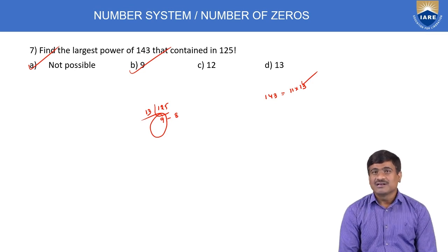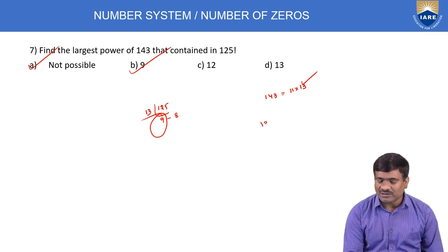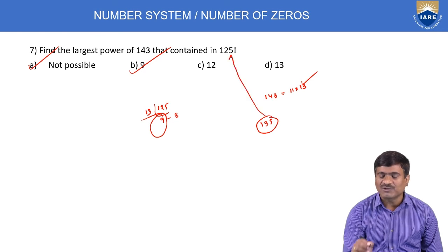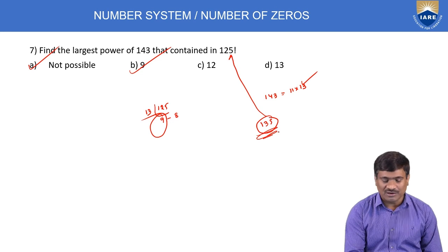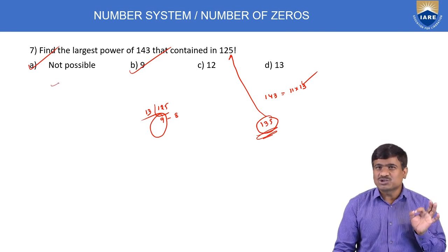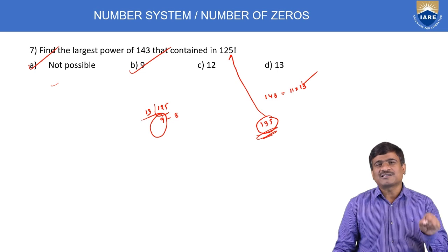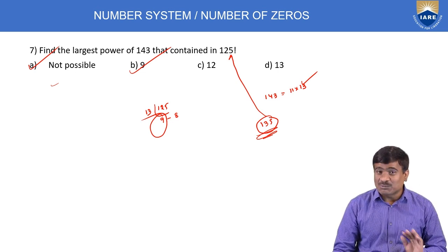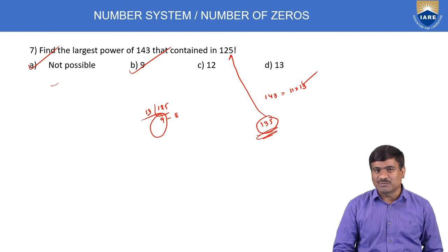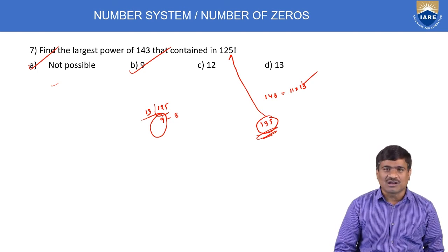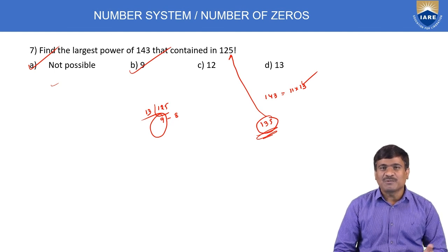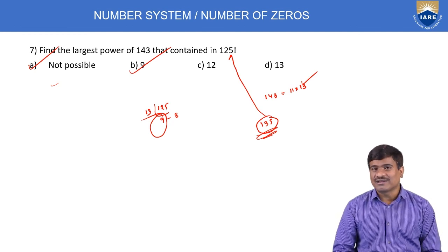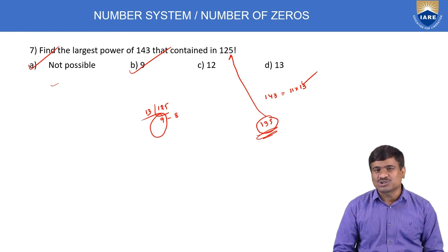9 is the correct answer. Suppose the largest power of 139 contained in 125 factorial. In 125 factorial, 139 is not available, so the answer is not possible. Check the problem: if it involves a prime number larger than the factorial, the answer is not possible. If it is a composite number, the answer is possible because the multiples of 11 into 13 are also available, and consider only the largest prime number 13. 125 divided by 13, 13 into 9 is 117, remainder 8, but consider only the quotient, not the remainder. The answer is 9.